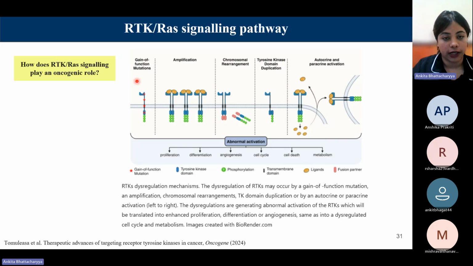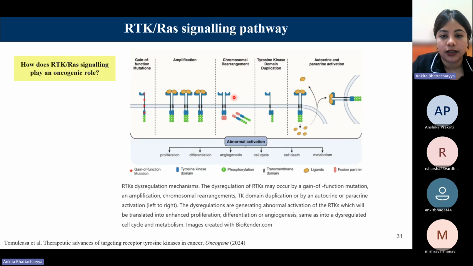So it has lost its function and hence the cell now goes crazy, and cancer is what happens eventually. So the first one you look at is gain of function mutations. Second, amplification. Like if you remember, we had just discussed it a while back. So you have multiple copies of the same protein. Chromosomal rearrangement, what I just explained as fusion.